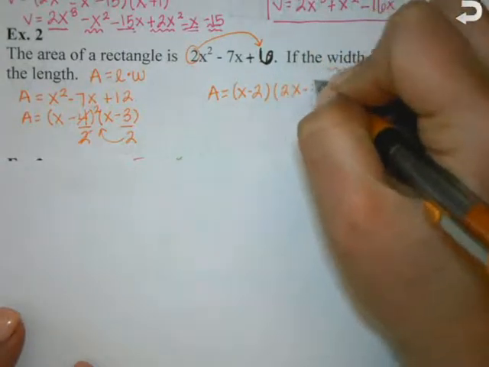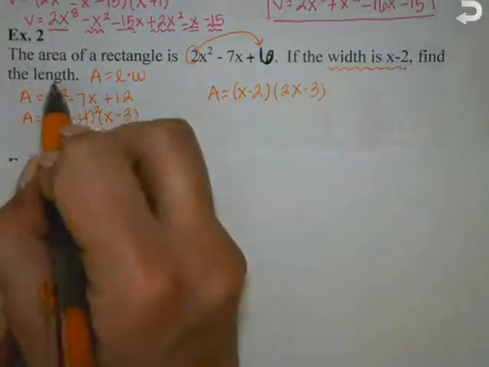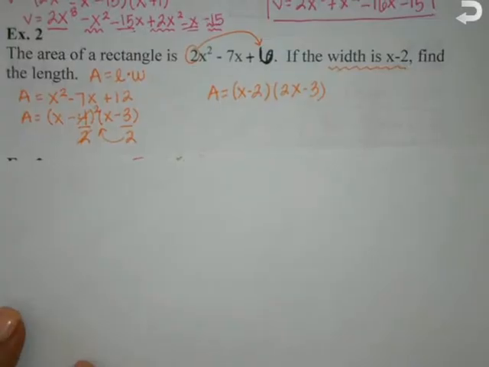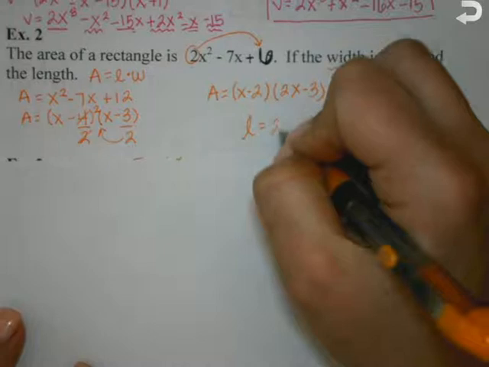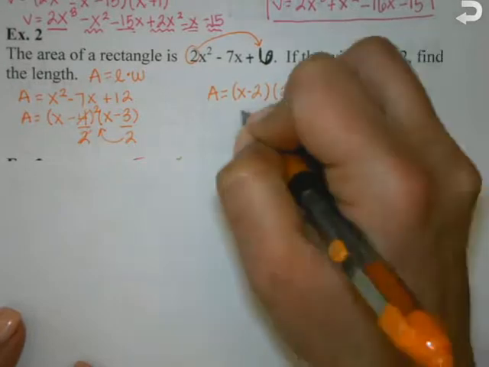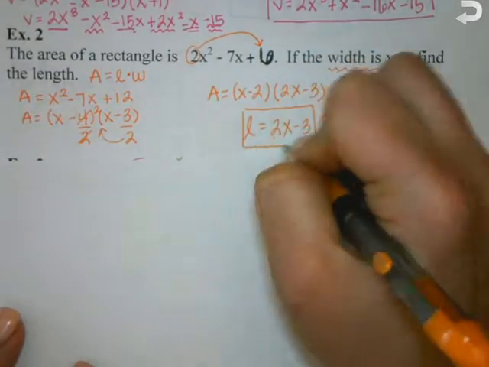We want to know what the length is, and they give us the width, which is x minus 2. So what is your length? 2x minus 3. So our area is length times width.